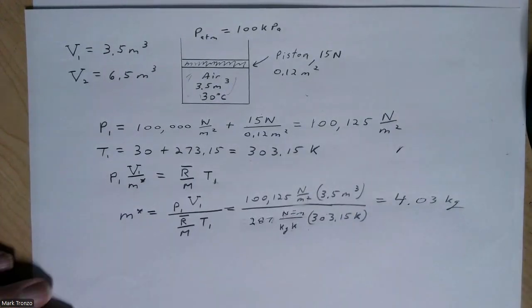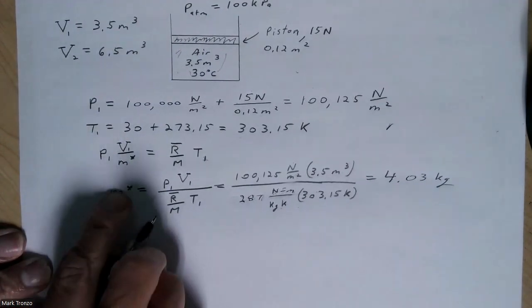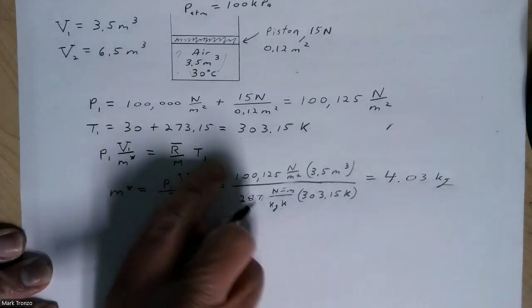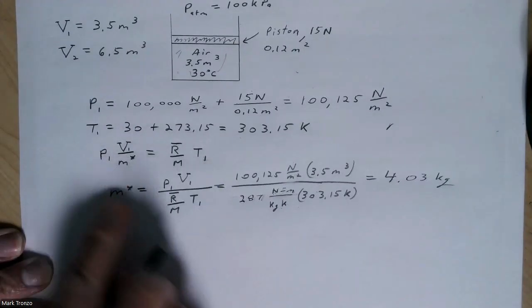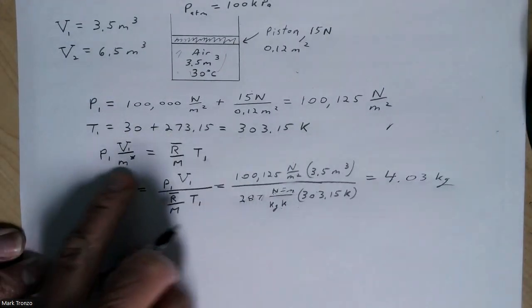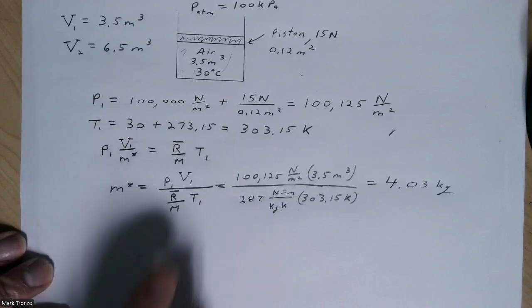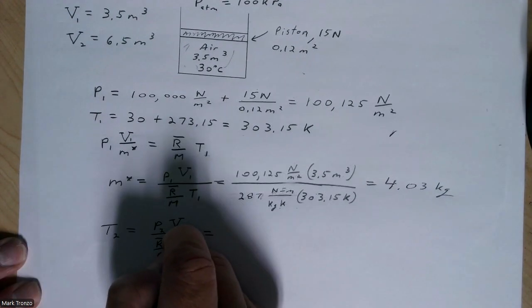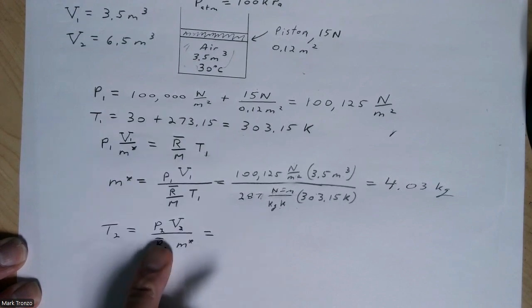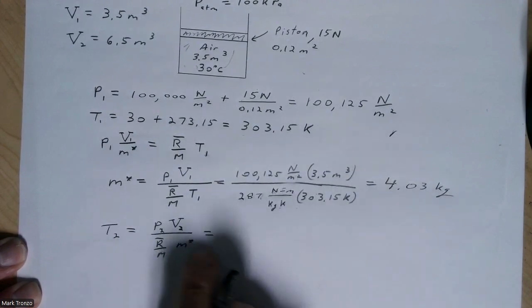Now we can go ahead and apply the ideal gas law to state 2. And so we can use this up here. We want to solve for T2. So I'm going to use the same equation except with P2, V2, T2. And so I'm going to solve for T2 up here. So T2 is P2 V2 over R over M times mass.